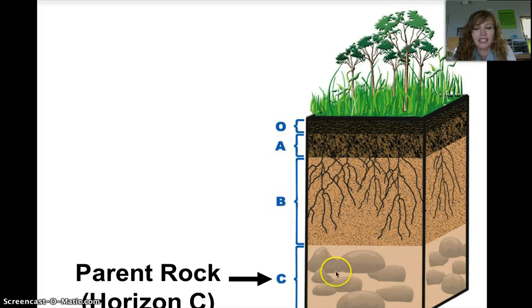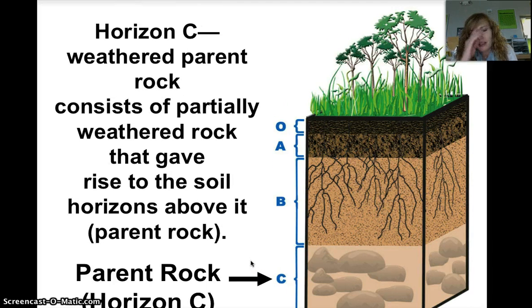Definitely not going to have anything living this deep, not going to grow anything. If you just have horizon C and you don't have any of the stuff above it, you're not going to see much plant growth at all, or trees or anything else. This is what I just talked about. It's the weathered parent rock, which consists of partially weathered rock that does give rise to the soil right above it. So it will eventually become this, but it's not there yet.